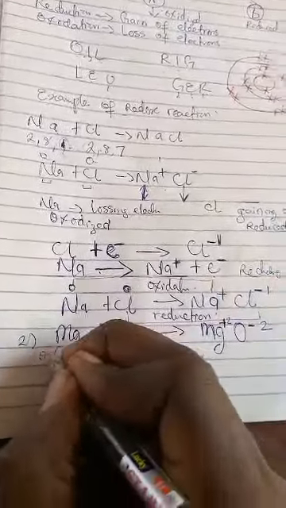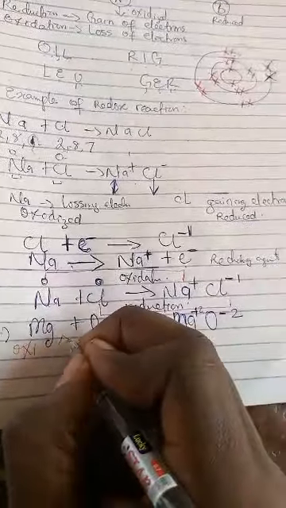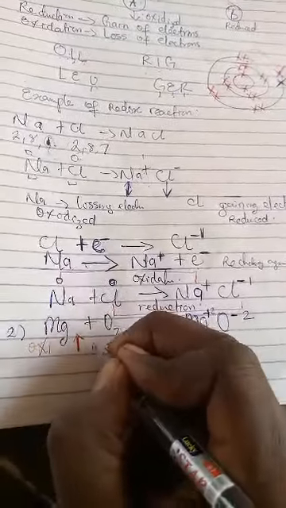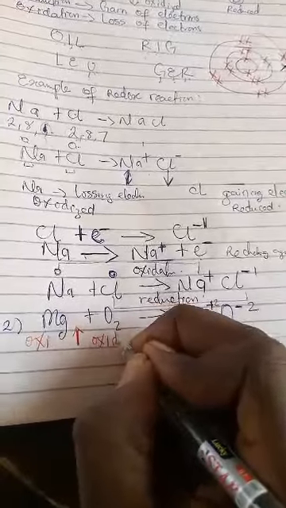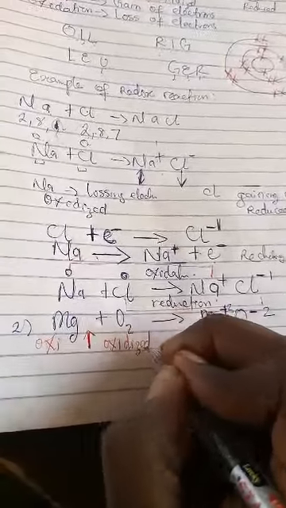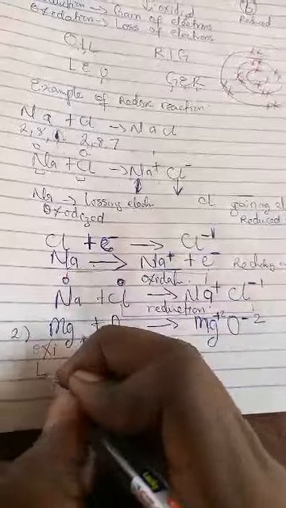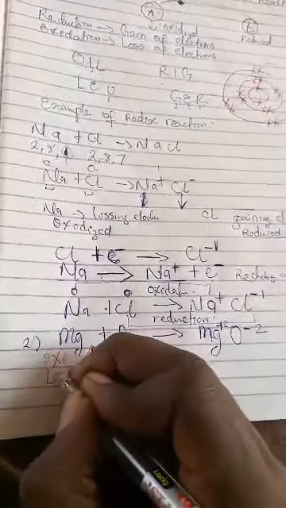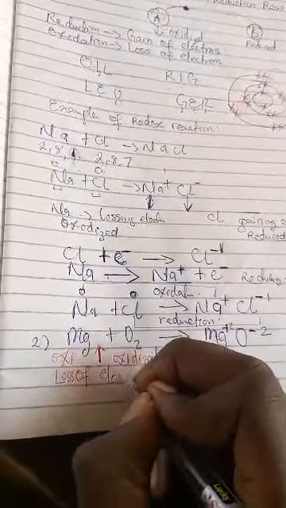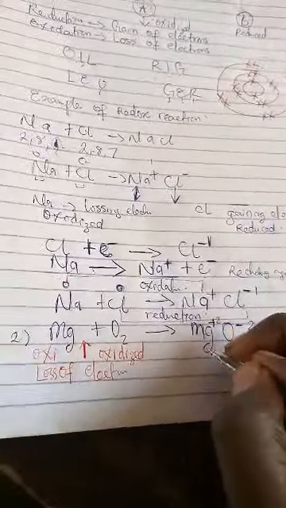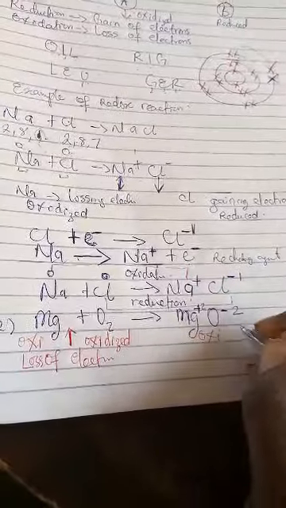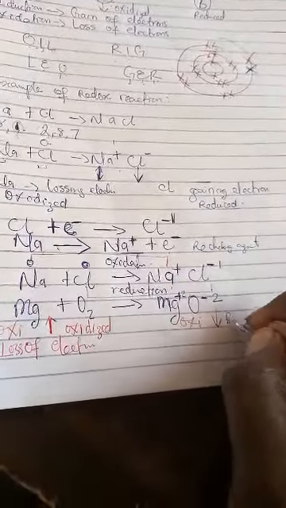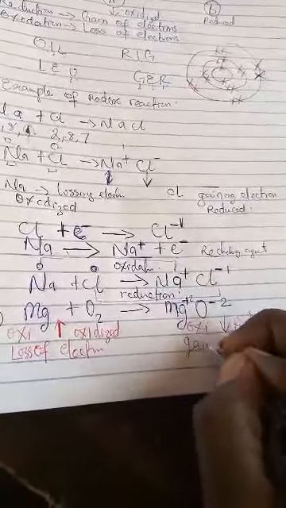When oxidation is being increased, we say it is oxidized. So that is loss of electron. Also, when the oxidation decreased, we say it is reduced. That is gain of electron.